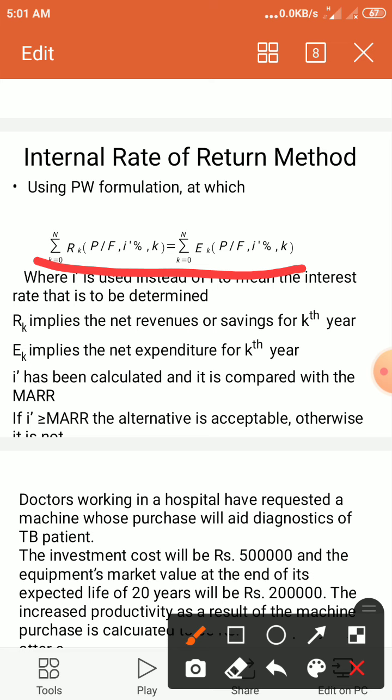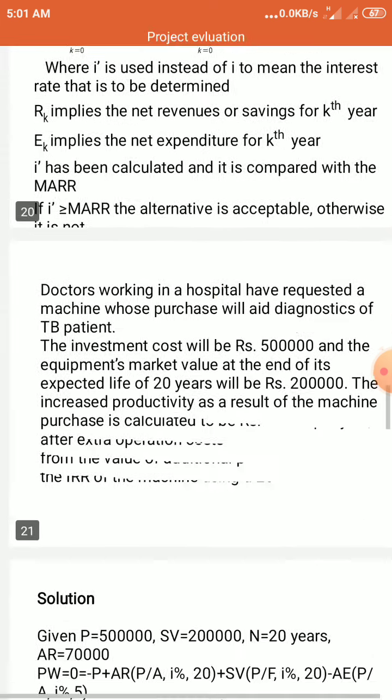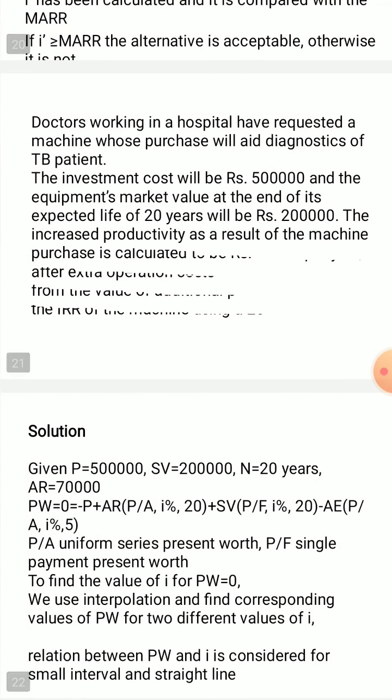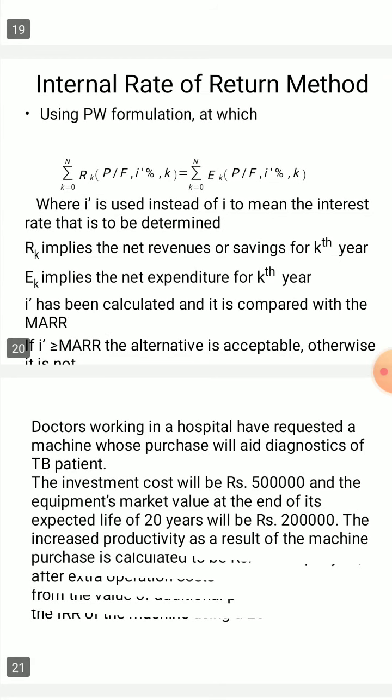That is written here. If I dash is greater than or equal to MARR, that alternative is acceptable. So how can you calculate that I dash? I dash here represents the internal rate of return. How do you calculate that I dash?